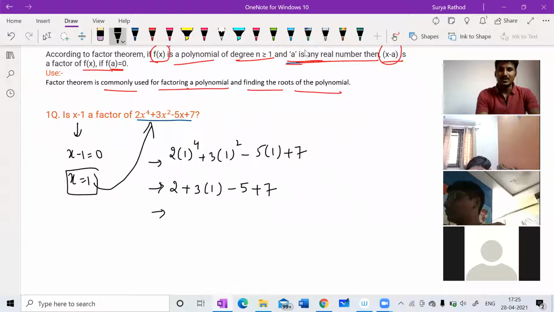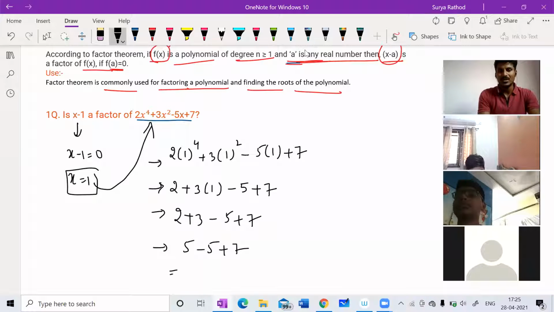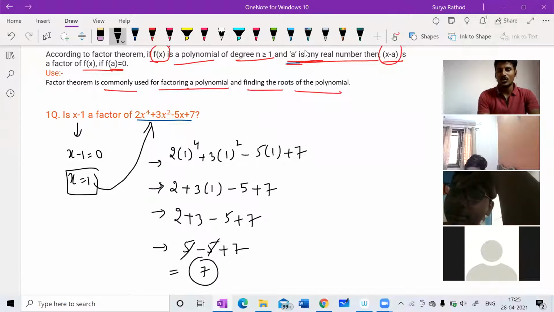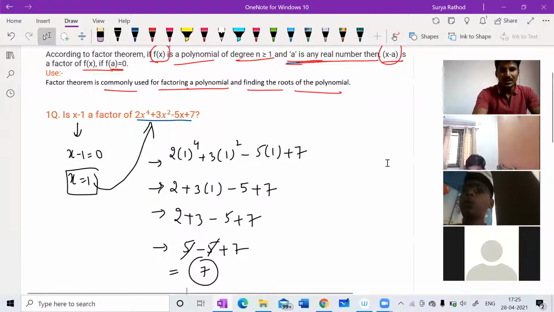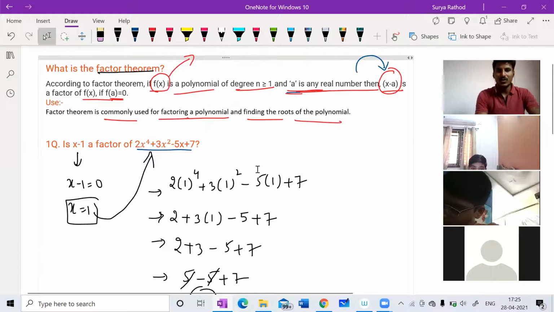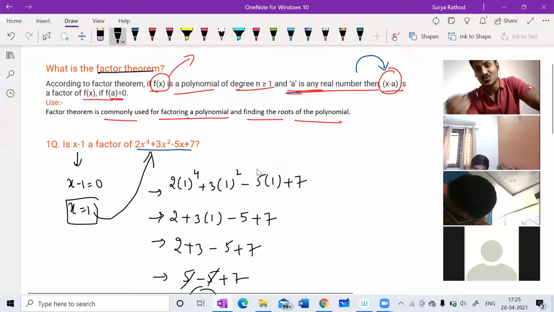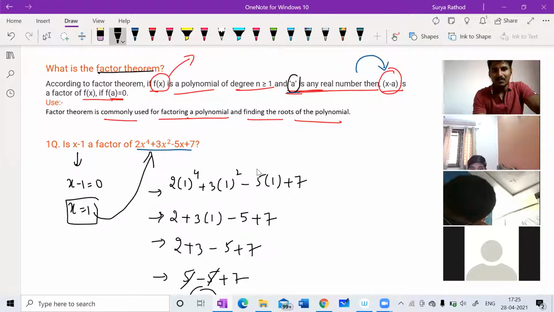Not an issue, please. 2 plus 3 minus 5 plus 7. So 2 plus 3 gives me 5, minus 5 is 0, plus 7. I'm getting 7, but not equal to 0. I was supposed to get 0. What is my factor theorem definition? What does the factor theorem say to us? If a is any real number, then x minus a is a factor of that polynomial if f of a is 0. All right. So look at this here.